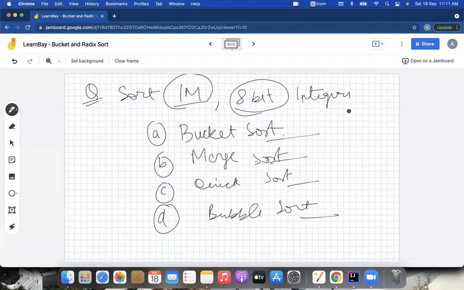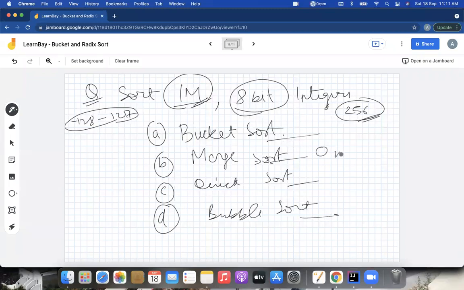2 power 8. What is 2 power 8? 256, right? So you know that the range of your number is 256, which would probably be from -128 to 127 in this case. So you have 256 types. You have 10 power 6 numbers, and if nothing is given, you know that they are uniformly distributed. So it is the average case, not the best case, that you will use.